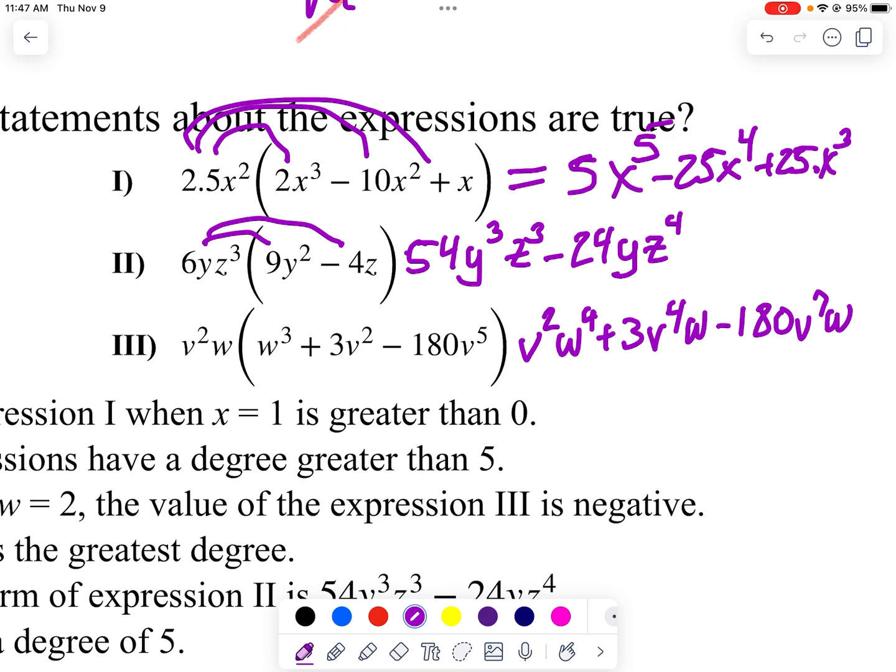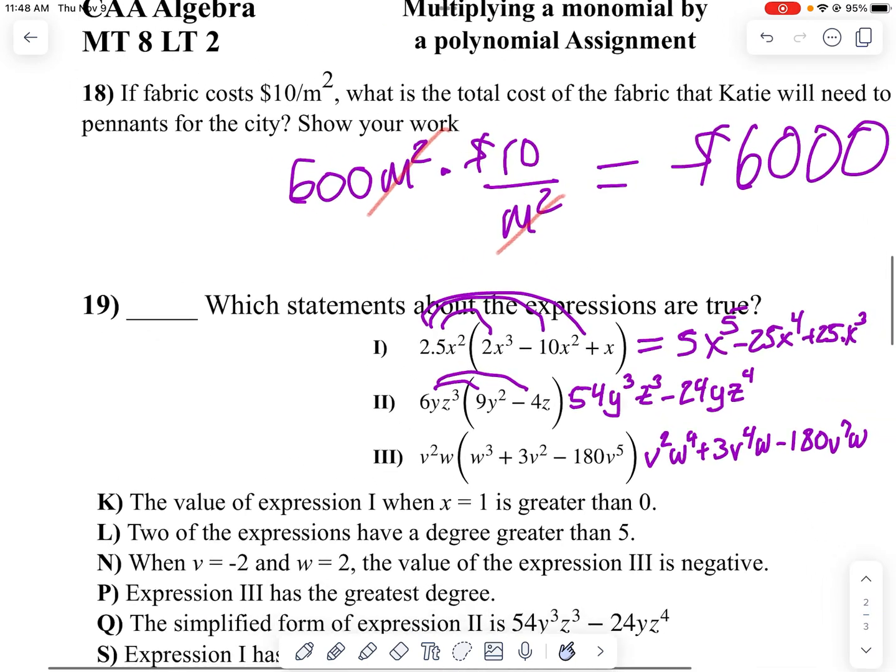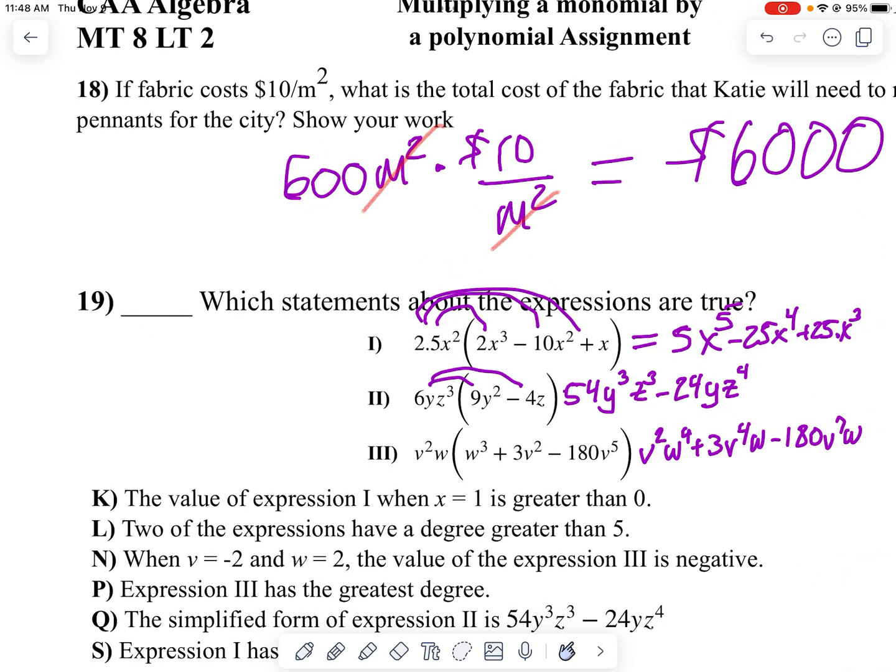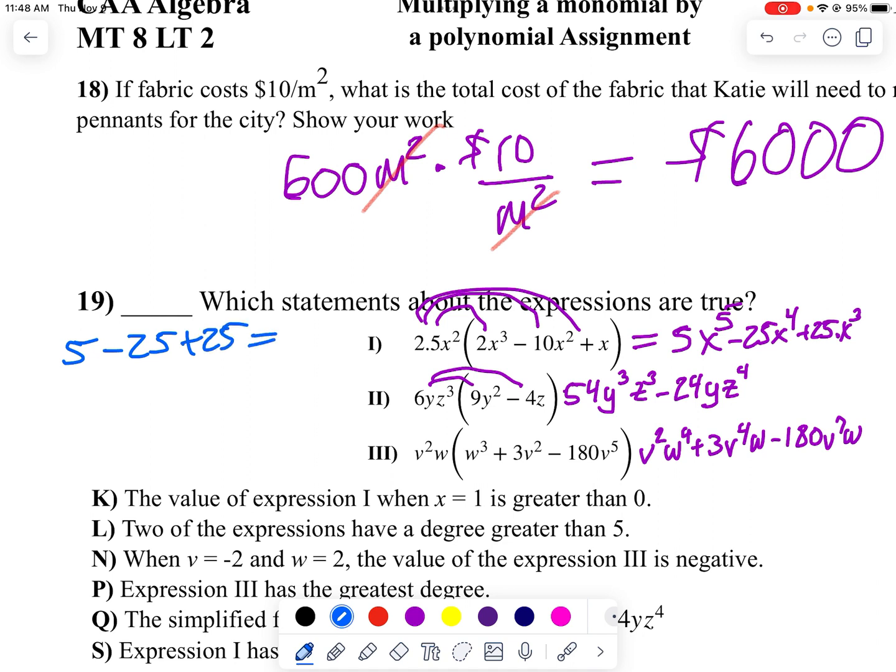Now let's look at our choices here. We'll start with A. The value of expression 1 when x equals 1 is greater than 0. So what I'm going to do is just replace x with 1 in each term in problem 1. So I get 5 times 1, so I get 5. I think I'll write that over here. So 5, and then minus 25, and then plus 25. Well, that will give me 5, won't it?